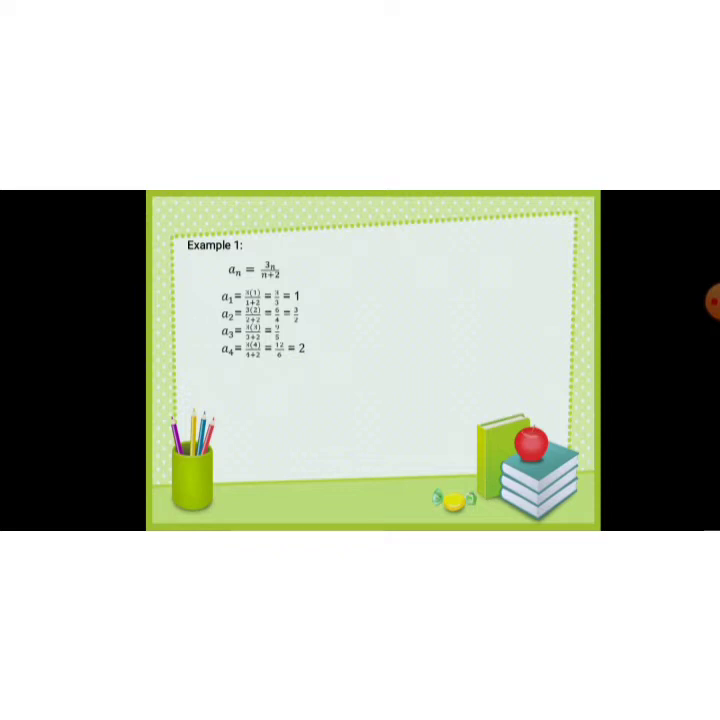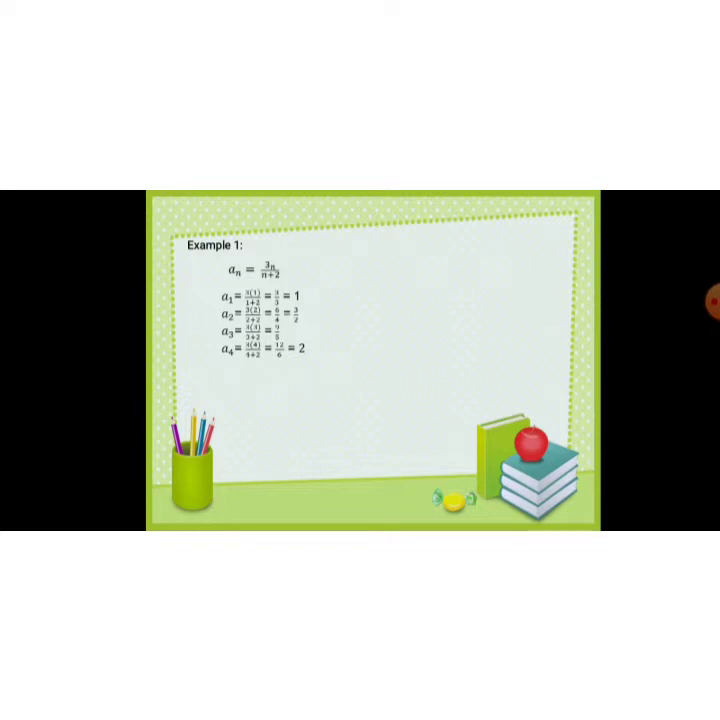So a sub 1 is equal to 3 times 1 over 1 plus 2, that is equal to 3 over 3, and that is equal to 1. So this is our first term. Second term, we make the value of n equal to 2. So 3 times 2 over 2 plus 2 is equal to 6 over 4, that is equal to 3 halves. Third, we make the value of n equal to 3. So a sub 3 is equal to 3 times 3 over 3 plus 2, that is equal to 9 over 5.